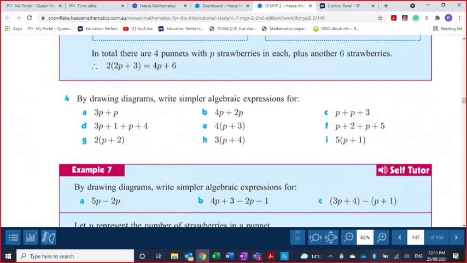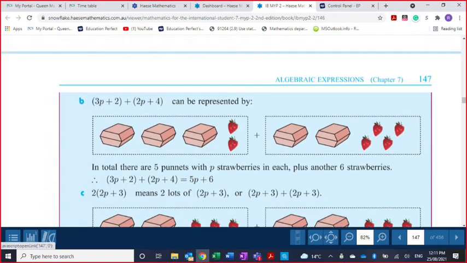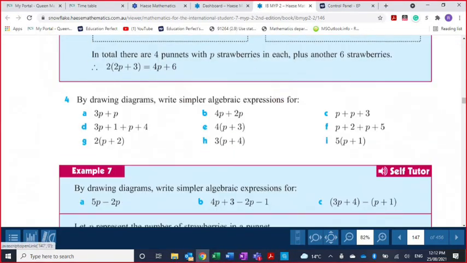All right. By drawing diagrams, write simpler algebraic expressions for these. Okay? So they're going to have you do some diagrams where you're writing out some expressions. Let's just look at the examples, and you can do these really easily. So here we have 3 punnets and 2 strawberries, plus 5 punnets and 4 strawberries. So instead of just doing the math, they want you to draw them out. So when you're drawing the punnets, you can just draw squares, and then the strawberries can be little circles. It doesn't matter. So just draw it the best you can. If you want to get all artistic on me, you can. But I'm just going to do squares and little circles. Okay? All right. So here we go.